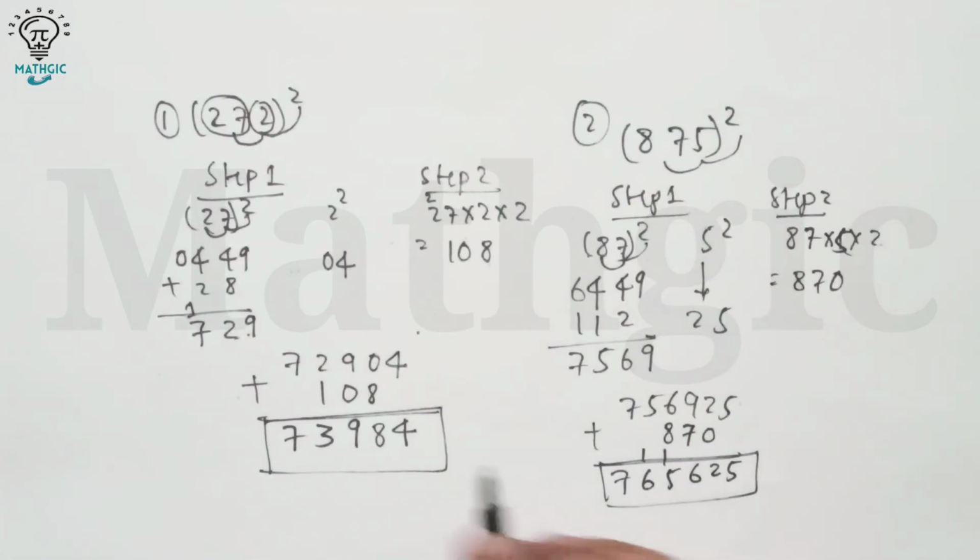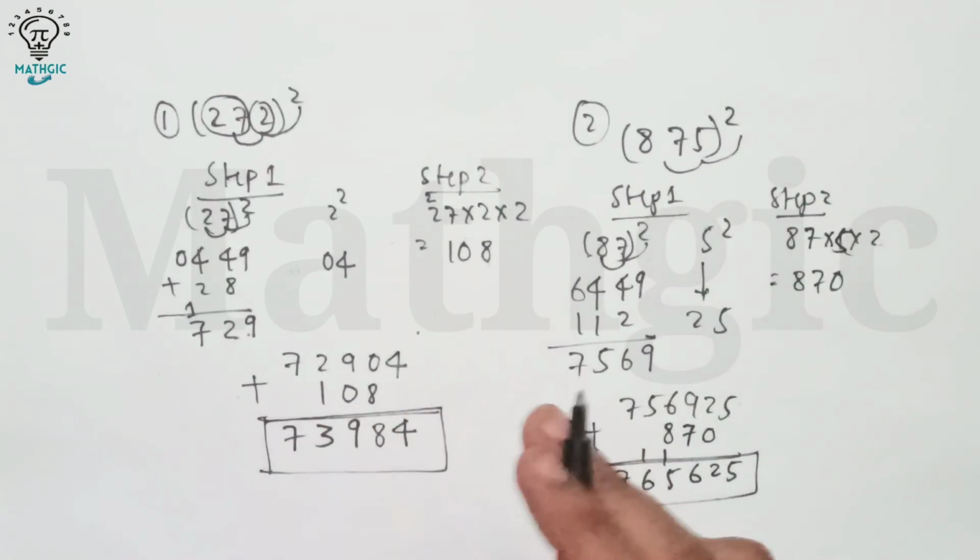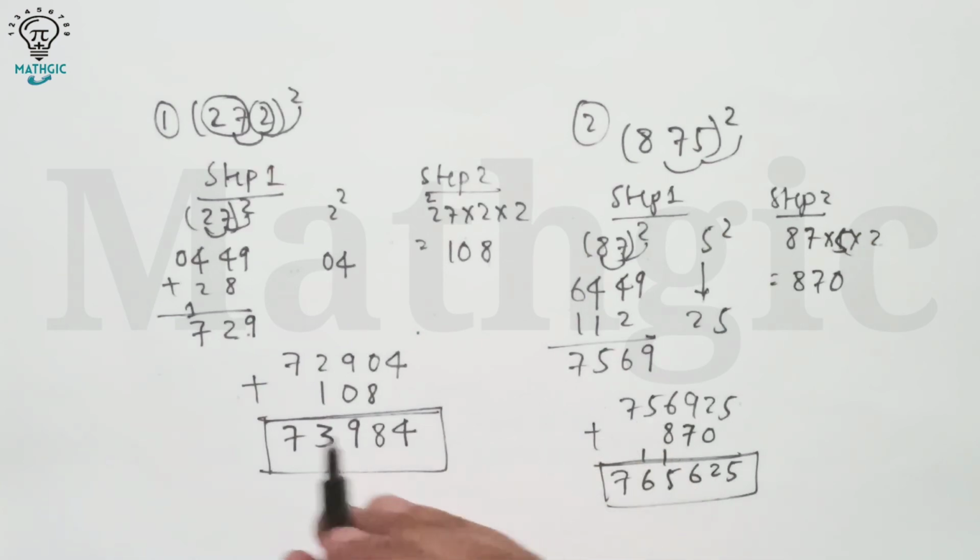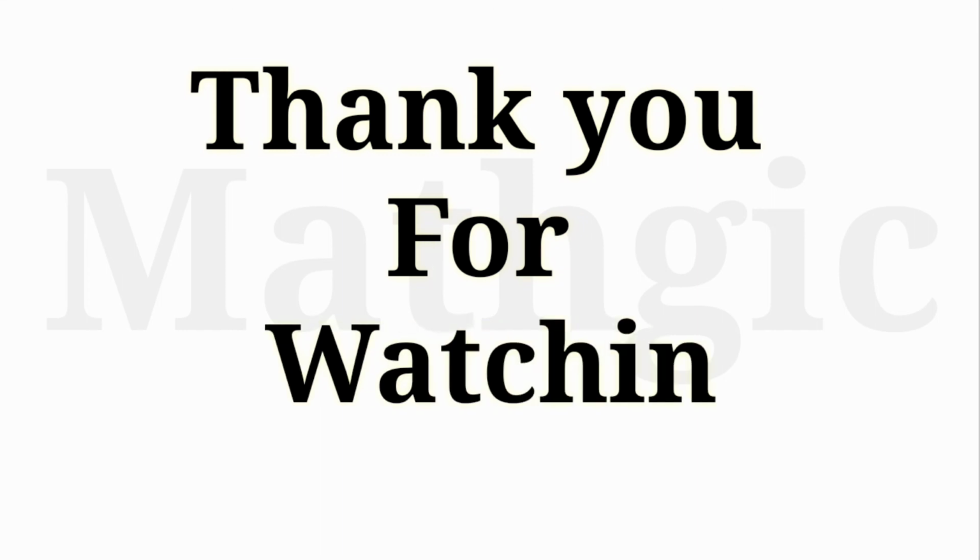So this is how we calculate the square of any 2-digit or 3-digit number. So practice more, you will find it very easy. You can find it in only 5 seconds.